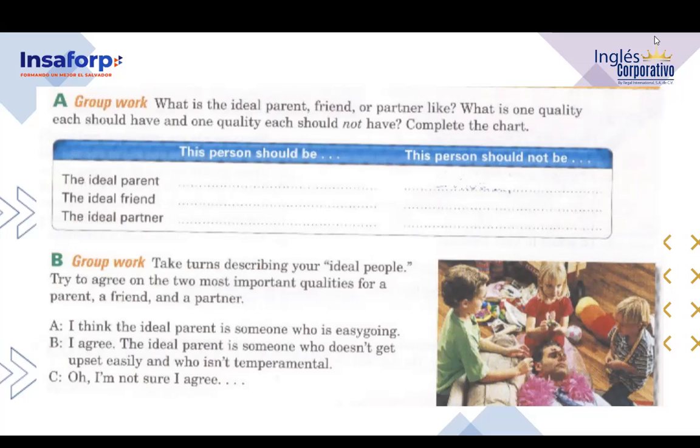Yes. Patricia. Oh, Ivis. All right. Go ahead. Tell me about your ideal parent. Okay. Yes, I think the ideal parent should be loving and shouldn't be stingy. The ideal friend should be reliable, but shouldn't be hypocrite. Hypocrite, there is a correct pronunciation. The ideal partner should be easygoing and shouldn't be angry. Angry, all right. Of course, nobody would like to have anybody who's angry, right? Of course. All right. Thank you.